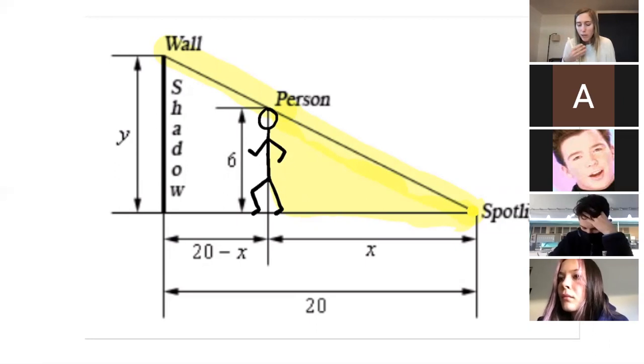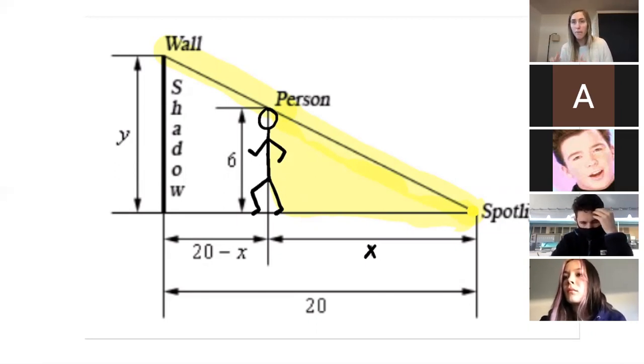The distance between the person and the spotlight in this picture is called X. And that distance is going to be increasing as the person is walking towards the wall. If the person were walking away from the wall, then X would be decreasing, but it's increasing as the person is walking towards the wall.